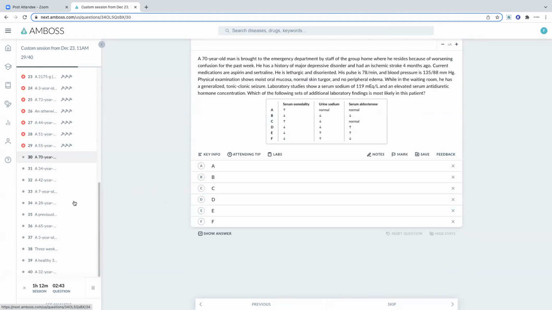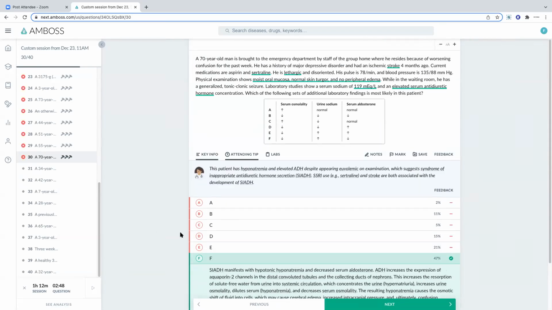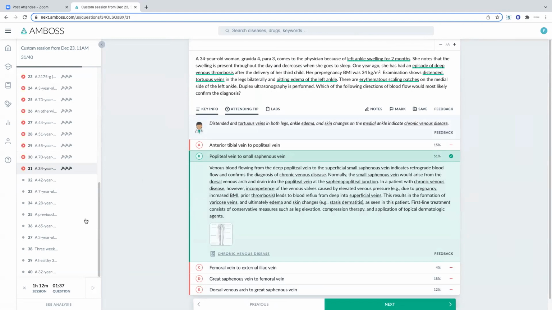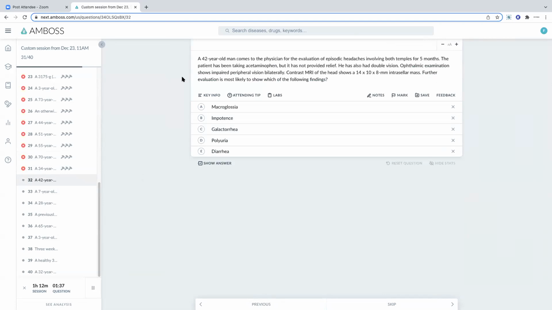Okay. Which one did you guys choose over here? Very good. This is SIAD. Okay. Which one did you guys choose over here? Very good. B. Okay. Very good. Further evaluation is most likely to show which of the following findings. Which one did you guys choose over here?